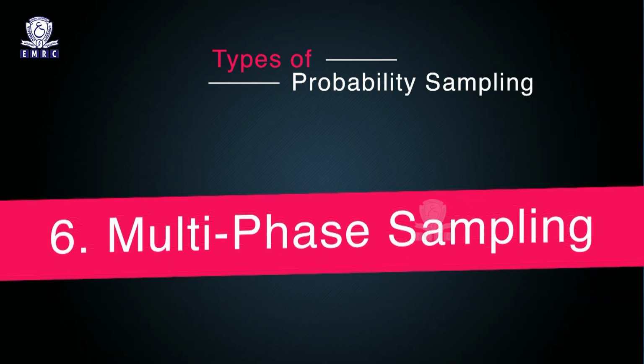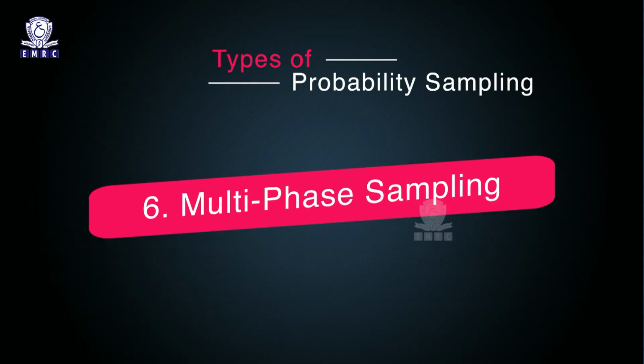The next one is multi-phase sampling. In this sampling method, the required information is collected from a large sample of units. This process is just like multi-stage sampling. In multi-phase sampling, each sample is adequately studied before another sample is drawn from it. This method helps the researcher to choose a more relevant and more representative sample after gathering the information at each phase.